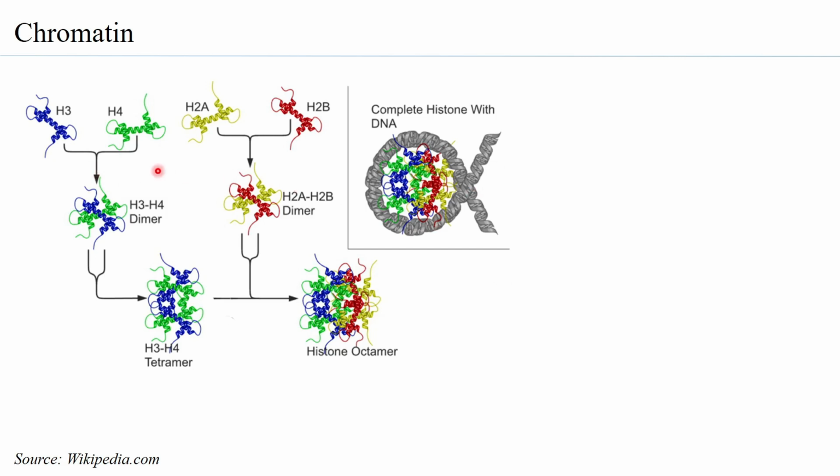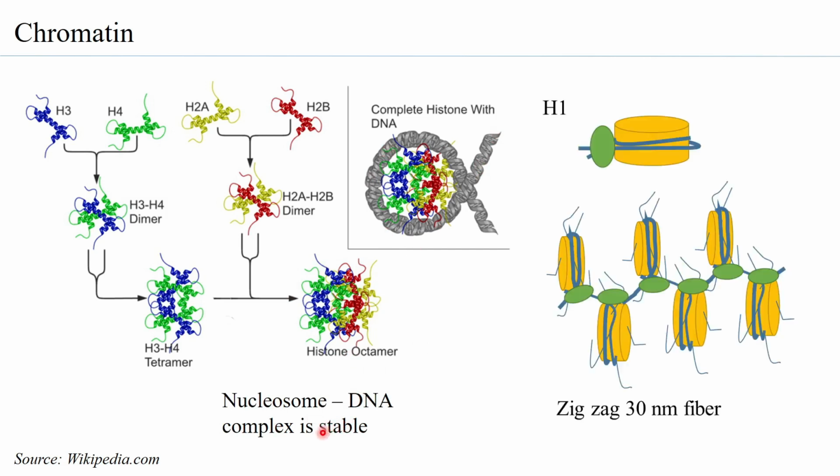Now we just look at the structure of the nucleosome in a jiffy. The nucleosome is made up of 4 different basic histones, H3, H4, H2A, H2B. H3 and H4 form a dimer, and then 2 dimers come together to form an H3, H4 tetramer. Then to this tetramer bind 2 H2A, H2B dimers. So now you have 2 units each of H2A, H2B and 2 units each of H3, H4 to make an octamer. The DNA winds around this octamer, and this nucleosome DNA complex is stable. That is why the chromatin structure is quite stable.